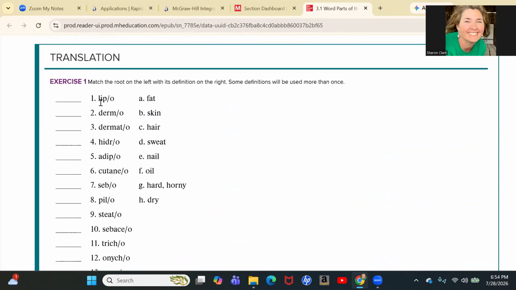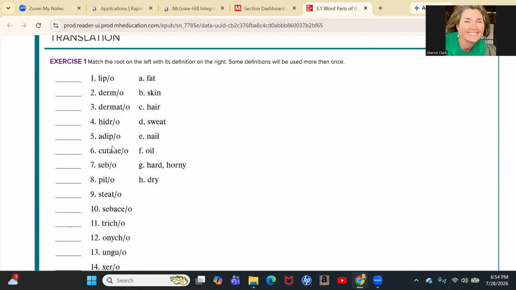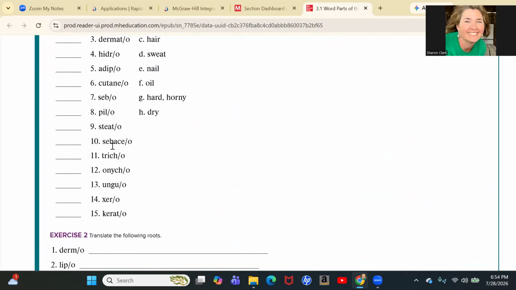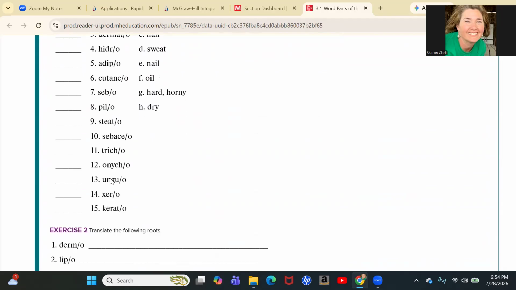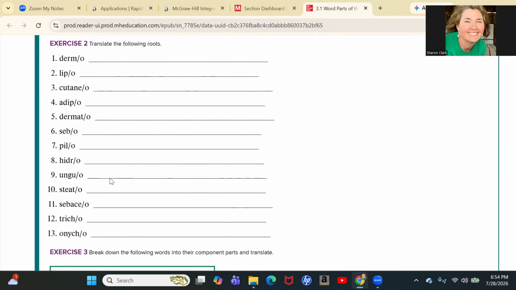Okay, lipo meaning fat. Okay, dermo meaning skin, dermato meaning skin, hydro meaning sweat, adipo meaning fat. Okay, onco and unguo meaning nail. So make sure you're filling those in as you go along. Same thing here. What are these combining forms? Okay, tricho meaning hair, pilo meaning hair.